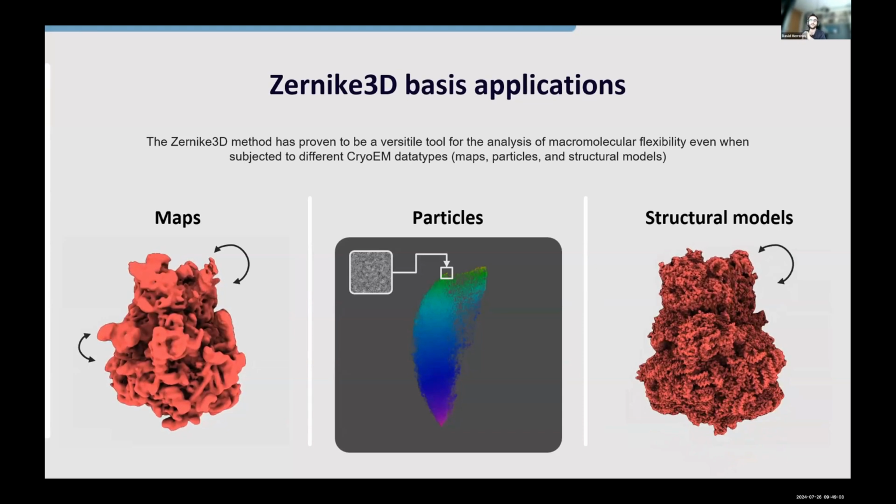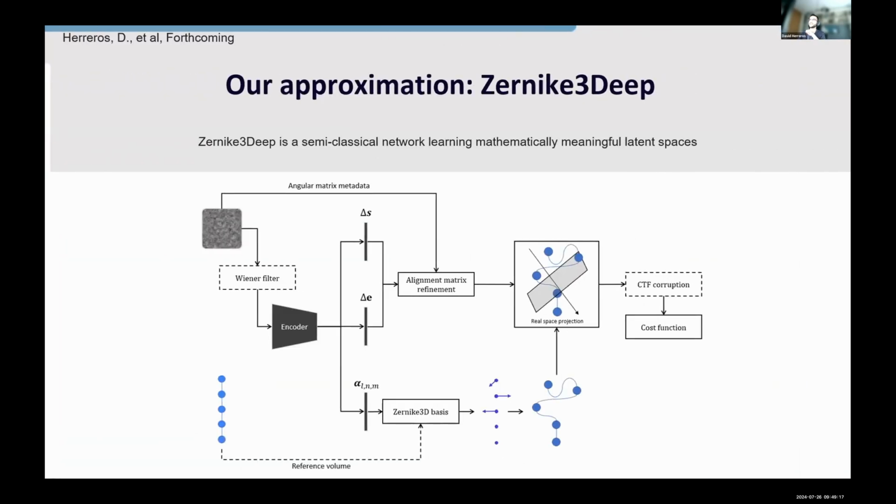We are just taking it to a new coordinate position. So this means that with this method, we can work with any kind of data type in CryoEM that we want. And this will have a nice implication in the method, as I will show you later on. The problem is that this Zernike 3D program was a classical program. It was working nicely. It has some limitations, but we have managed to overcome them with the evolution of the method, which is called Zernike 3D.